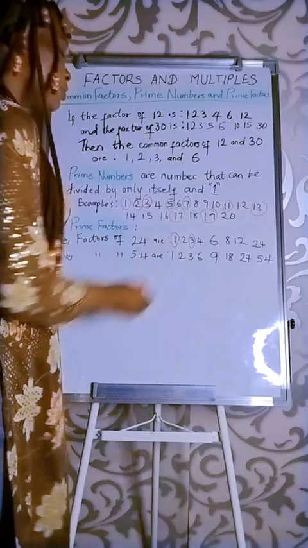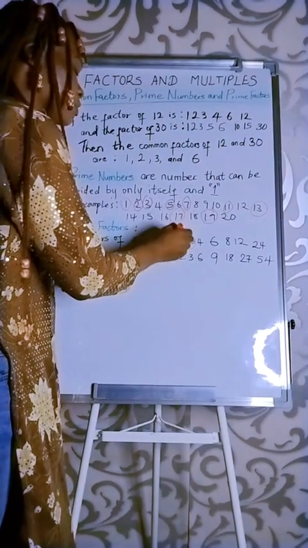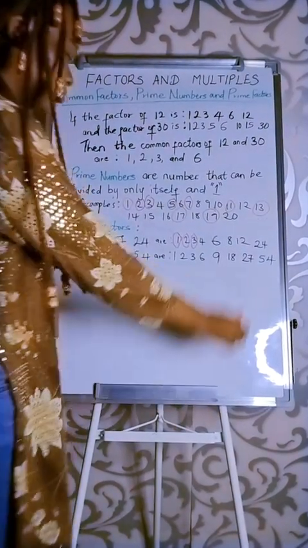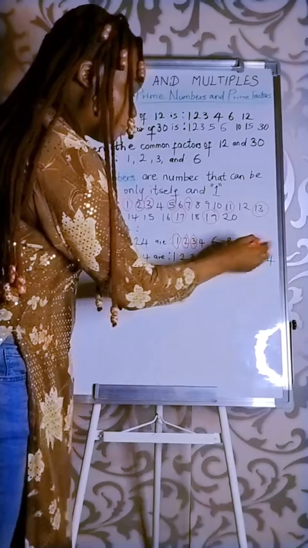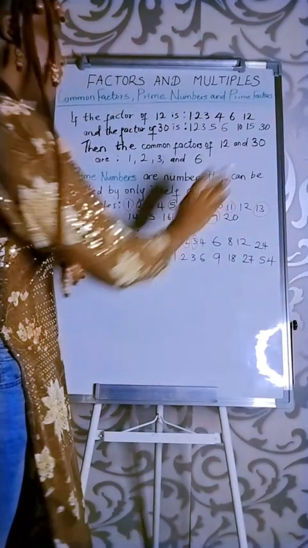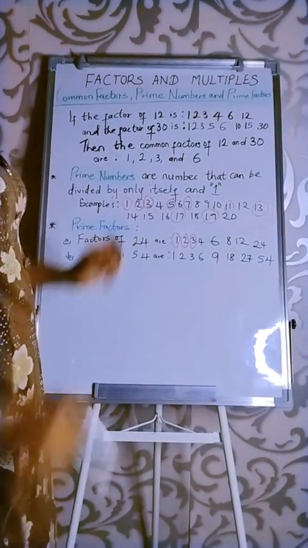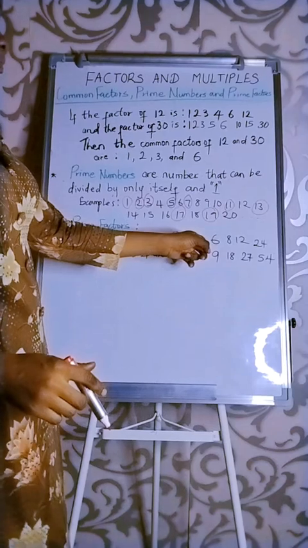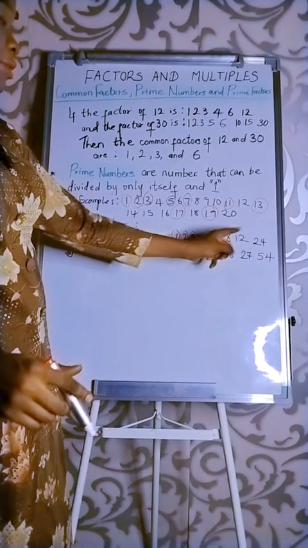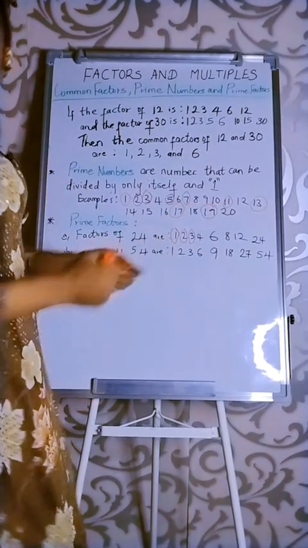3 is a prime factor of 24. 2 is a prime factor of 24. Okay, these are the only prime factors we have in 24. 4 is divisible by 2. 6, 8, 12, all of them are divisible by 2.